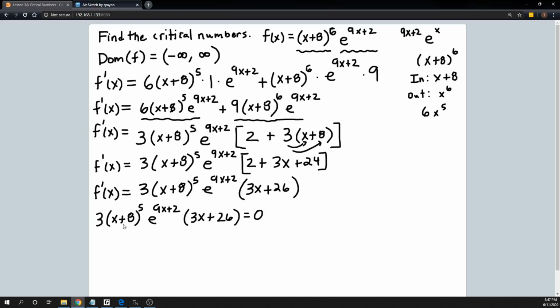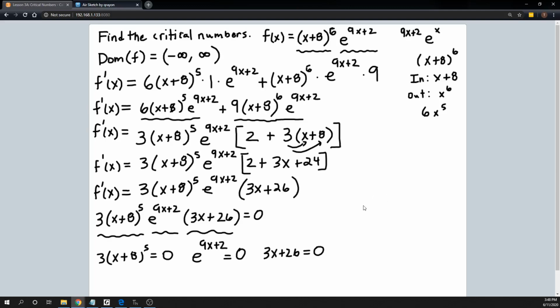Now what I need to do is, I've got this equation completely factored, right? I am multiplying these three things, this, this, and this, and I wind up with 0. If you multiply three things and you wind up with 0, then that means that at least one of those had to be 0. So that means that either 3 times x plus 8 to the 5th power is 0, or e to the 9x plus 2 equals 0, or 3x plus 26 is equal to 0. I just need to solve each of those three equations. Again, that will give me our possible critical numbers.